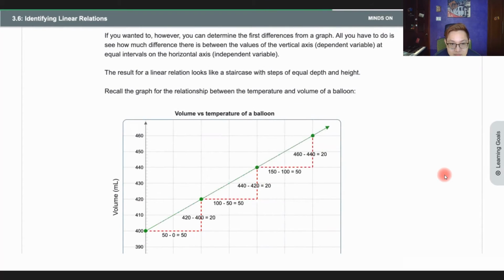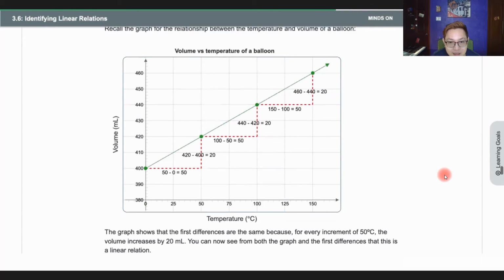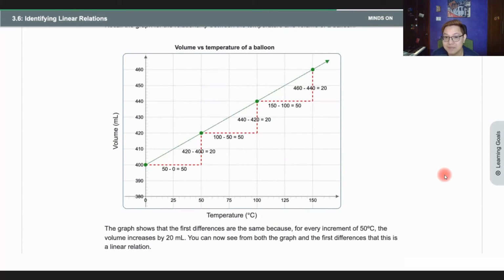Recall the graph of the relationship between the temperature and volume of the balloon. So they just calculate the differences after each jump. After each time jump, you've calculated the difference.